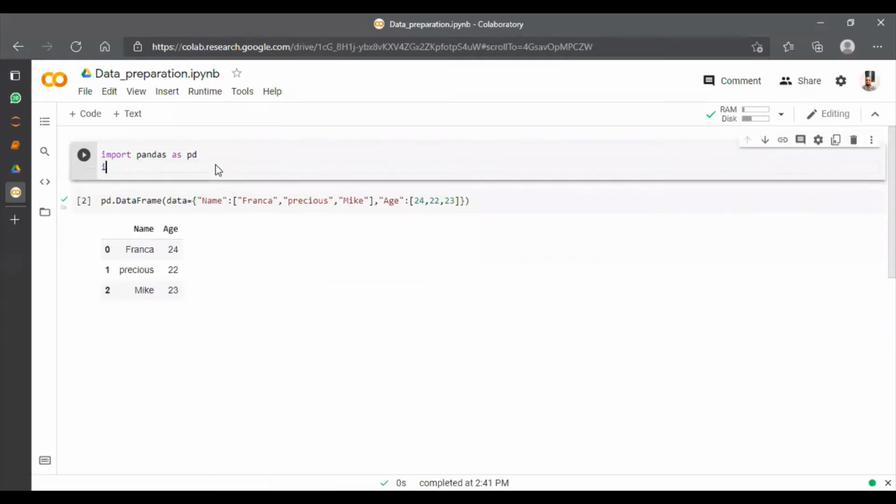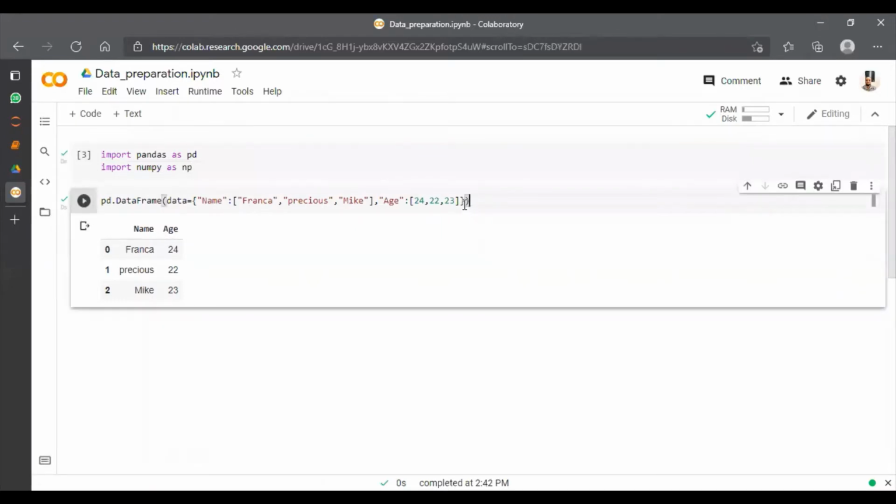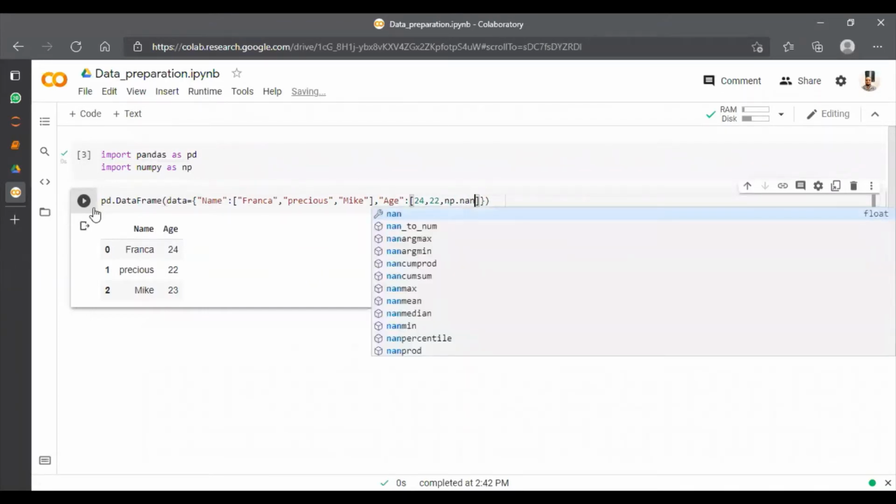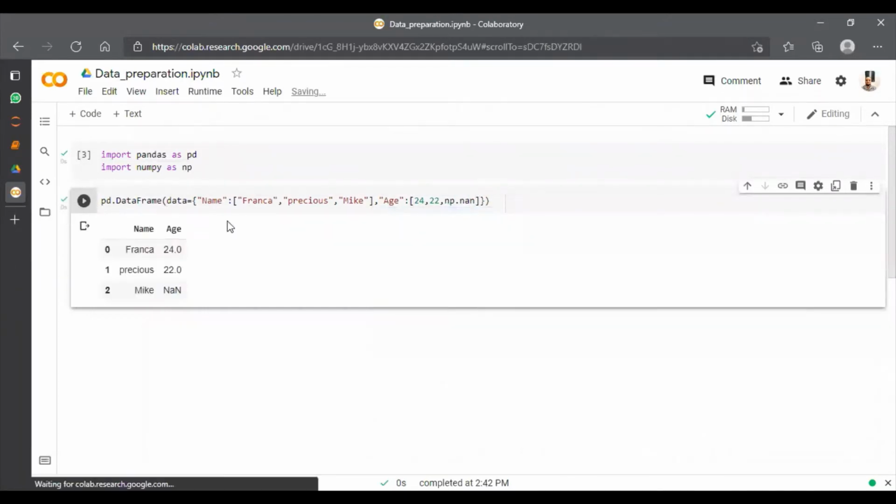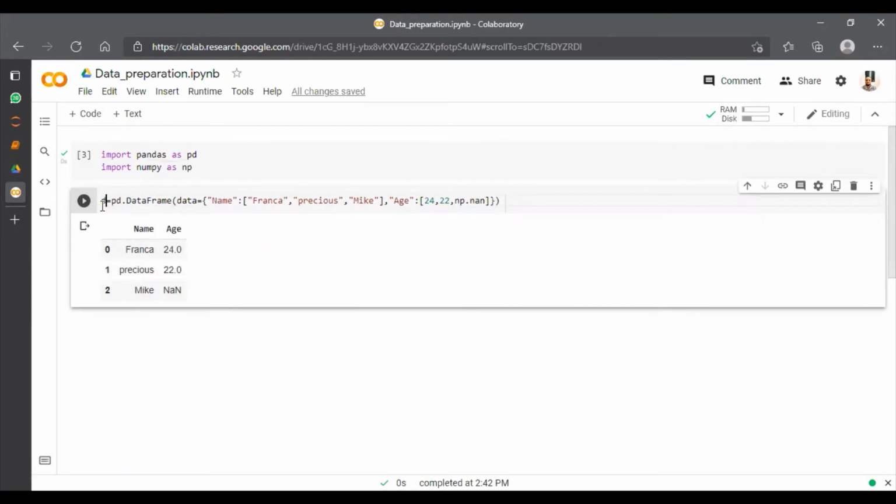So let's say that in this data frame, we have missing data, missing values. Are you with me? Yes. So if you have missing values in this data set, like np.nan, np.nan is a missing value. So we look at the data set, NaN means that it is not available. This particular value is not available. So you can clean this particular data set.